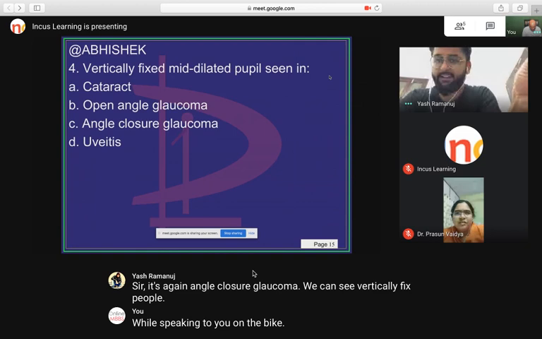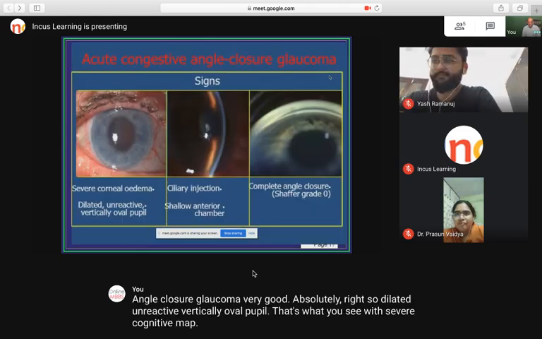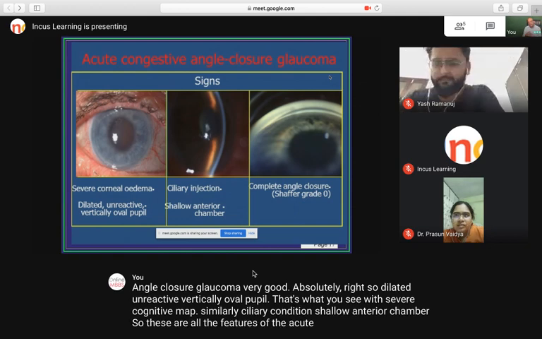Now, in place of Abhishek, who is going to answer this question: vertically fixed mid-dilated pupil? Yes, Ramanuj and Prasoon Vaidya. Sir, it is angle closure glaucoma. Angle closure glaucoma, very good. Absolutely right. A dilated, unreactive, vertically oval pupil is what you see with severe corneal edema. Similarly, ciliary congestion and shallow anterior chamber. These are all features of acute congestive angle closure glaucoma, which is what you need to remember.